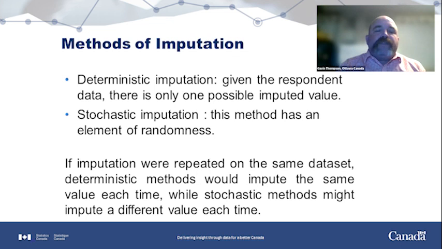Okay, so let's take a look at some methods of imputation. There's deterministic imputation and there's stochastic imputation. With deterministic imputation, given the respondent's data, there's only one possible value. As soon as we see the data for have given birth, and then some variables about the birthing process, the birth weight of the baby and so on, we know right away that this is a female. It's determined right away. Or we may have something where we say, if age is less than 15, then employment income must be 0.